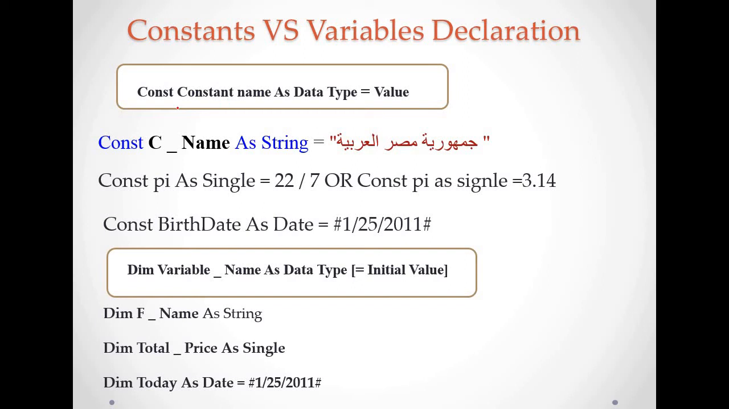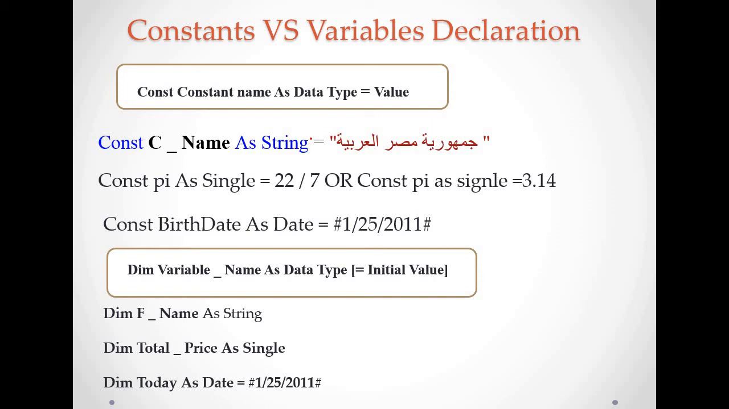For example, the constant here, as we said, is a fixed value. So the Const word is for declaration, the comment about the constant. And then we have the constant name. This is the constant name. And after the word As, here we have the data type. The data type here is text, because we said String is one of the data types that refers to a text.